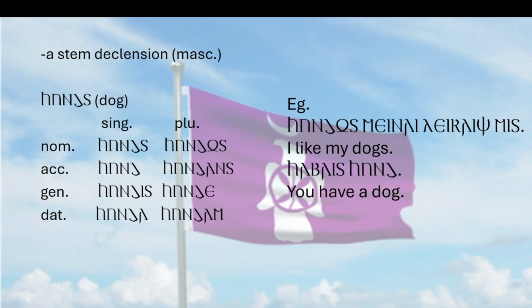Basically, this is the form which will be shown in dictionaries. So the nominative singular is hund. The plural is hundos. Accusative singular hund. The plural is hundans. Genitive singular hundis. Genitive plural hunde. Dative singular hunda. Dative plural hunda.